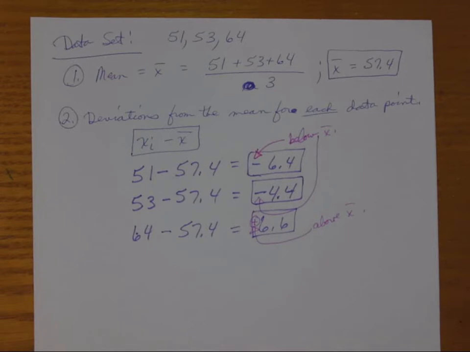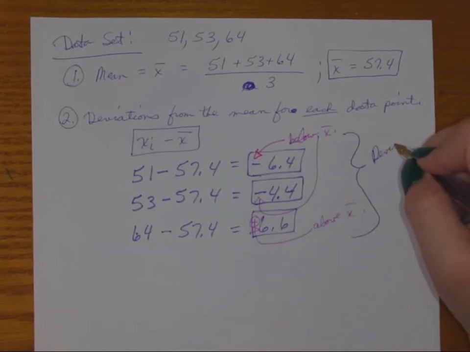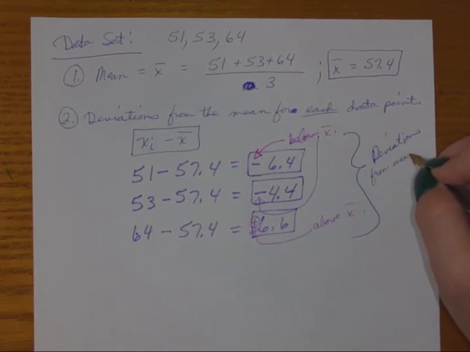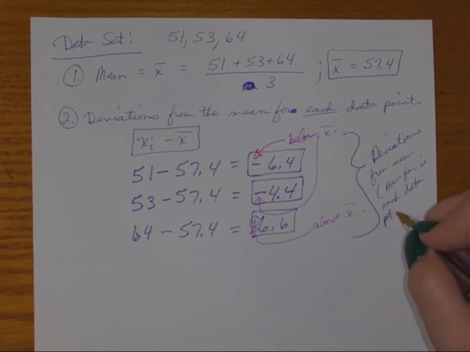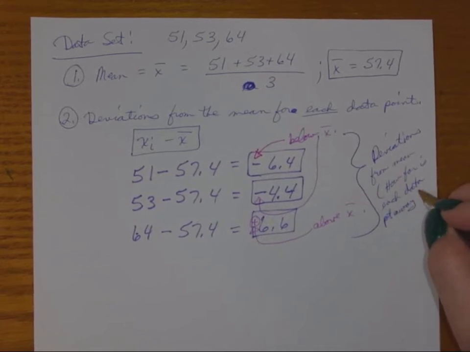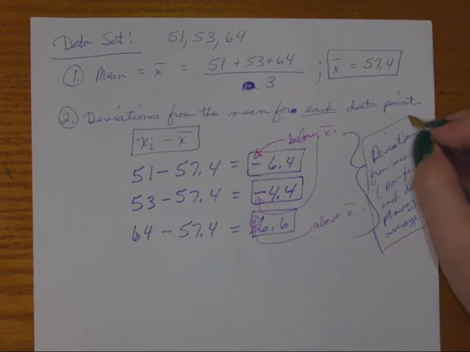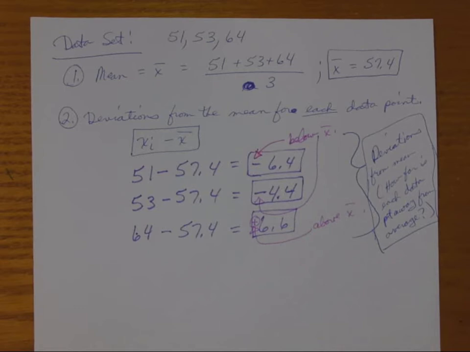All right. So there's my second step. These guys right here are deviations from the mean. Deviations from the mean means how far is each data point away from the average. That's what we mean there. Okay, so that's step number 2. All right. Step number 3.